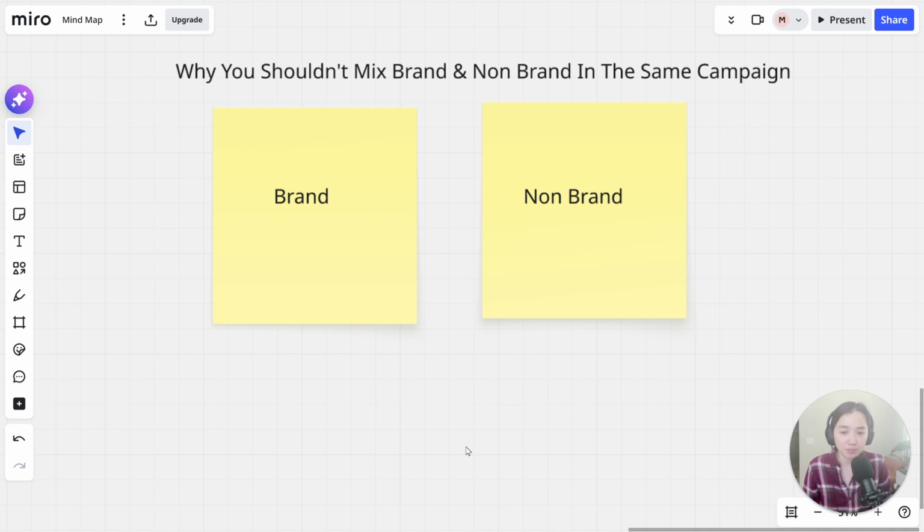Something else is that your bidding strategies will get distorted. Smart bidding requires a lot of very clean signals. So if you want to use smart bidding strategies, Google's going to optimize towards those easy conversions if you have brand within your non-brand campaigns. And it's harder for non-brand to even get any auctions because brand will be the one that's taking that up.